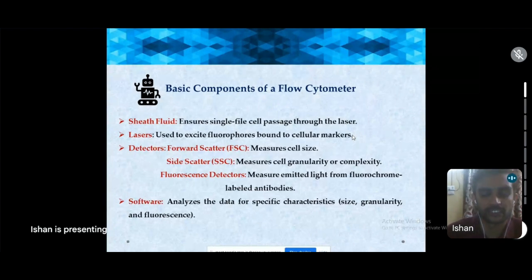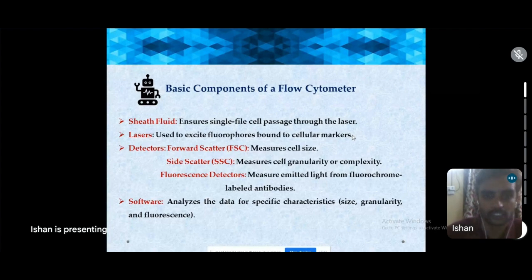Now what is forward scatter? As the cell flows, the size of the cell gets measured by the forward scatter. The light beam passes, and the size of the cell is measured. Then the light which gets through the cell goes to side scatter. Side scatter measures the cellular granularity or complexity, meaning how many nuclei are present. This differentiates different kinds of cells, like monocytes and lymphocytes; different blood and cellular components are differentiated on the basis of side scatter.